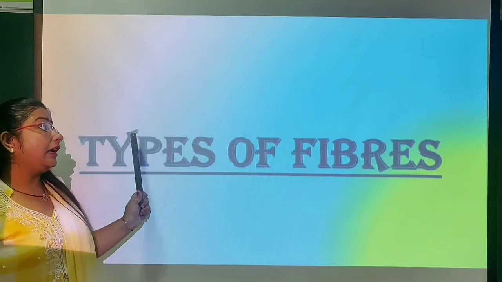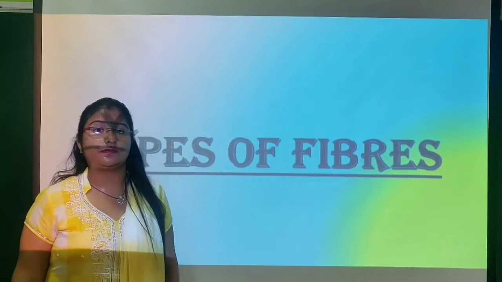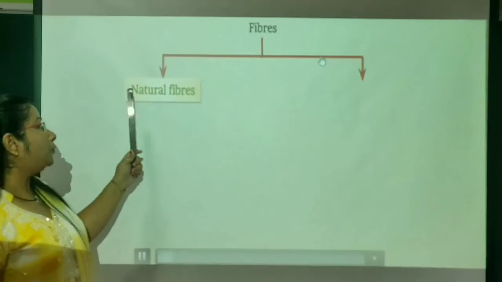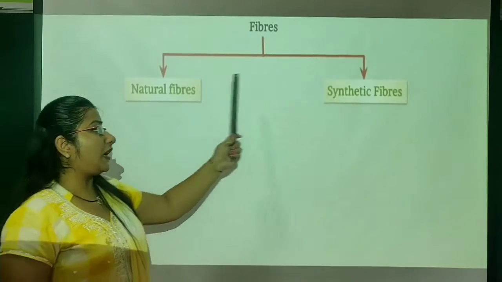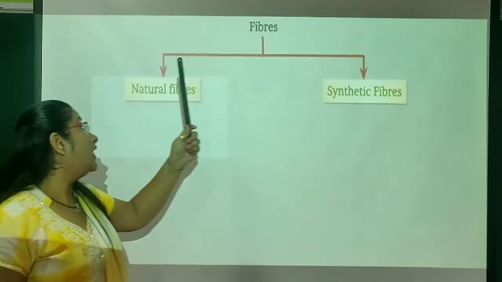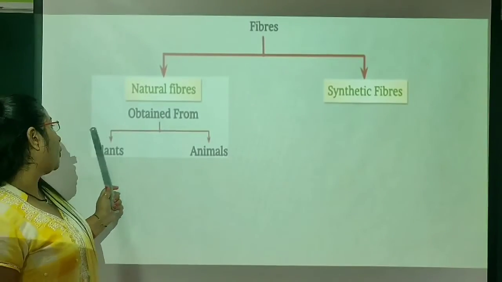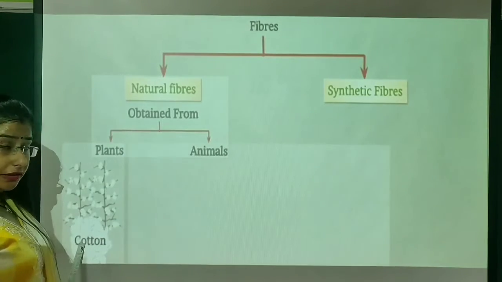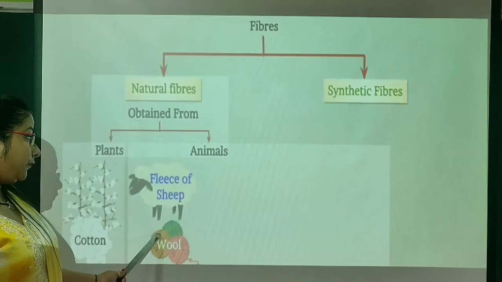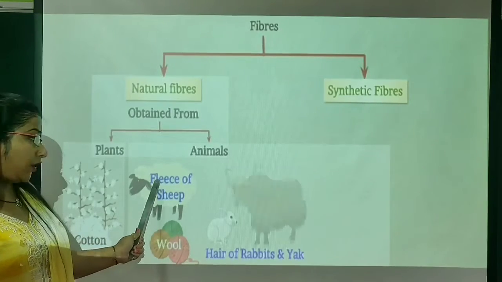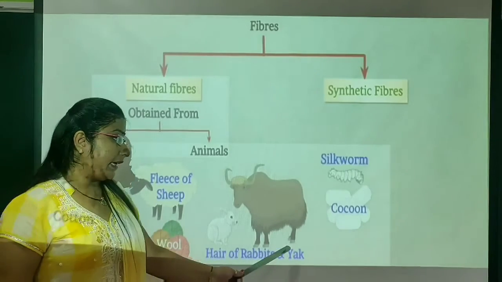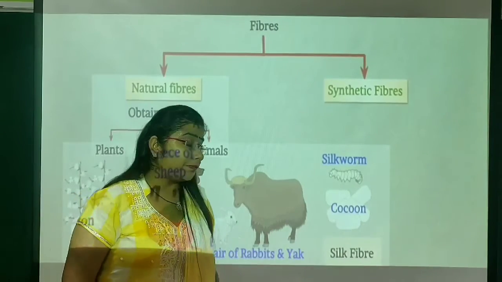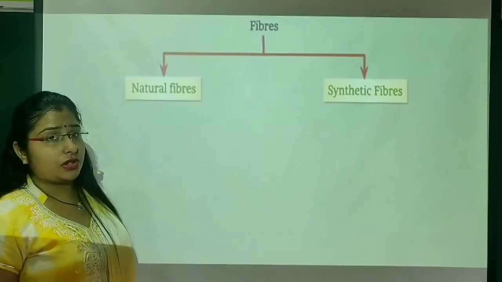Now we will see the types of fibers. There are 2 types of fiber. First is natural fiber, second is synthetic fiber. Natural fiber is obtained from plants and animals. From plants we get cotton, from animals we get wool. Wool is obtained from the fleece of sheep, and the hair of rabbit and yak. And the third is silkworm. Silk we get from the cocoon. So these are all natural fibers.